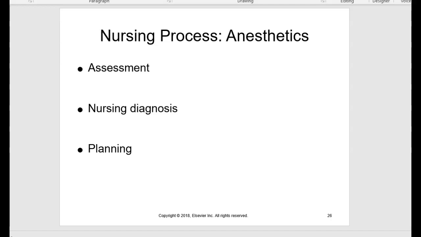In terms of assessment, we're going to assess baseline vital signs, get a drug and health history, noting any drugs that affect the cardiopulmonary system. Nursing diagnosis, we're worried about pain and breathing pattern. For planning, we expect the patient will participate in pre-op preparation and understand post-op care, and patients' vitals are expected to remain stable during and following surgery.